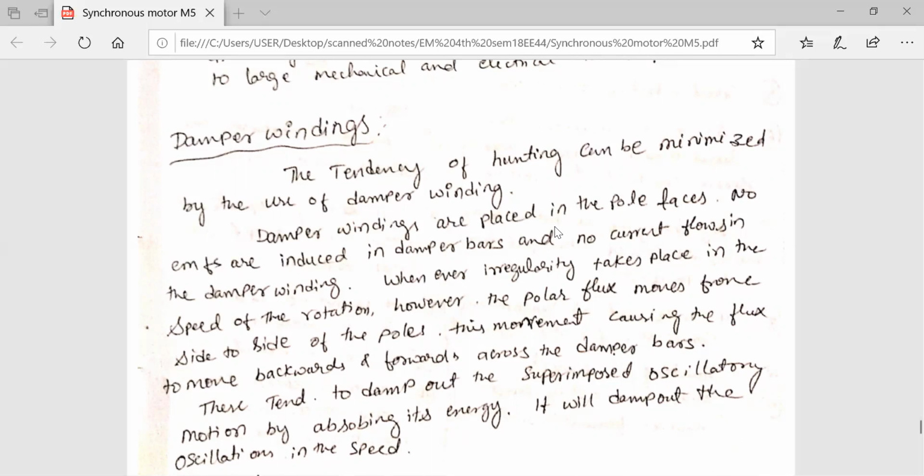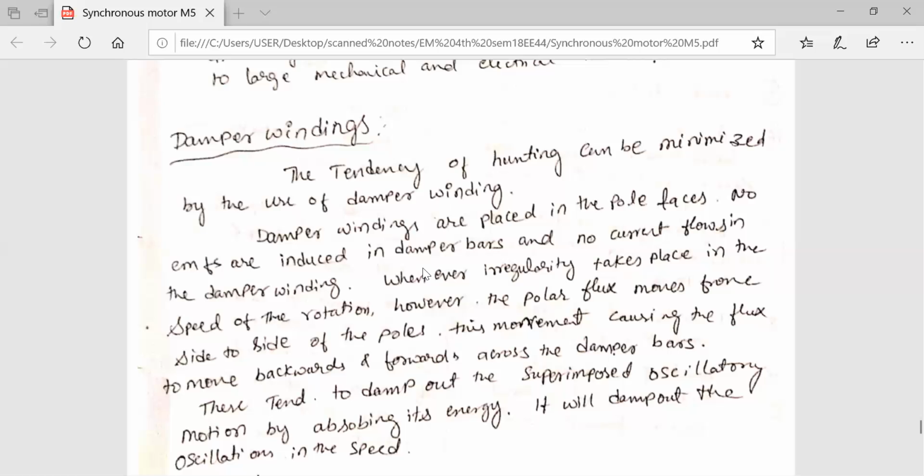Damper windings are placed in the pole faces, as already told. Under normal conditions, no EMF is induced in the damper bars, and no current flows in the damper winding. These are some dummy coils we are providing here, called damper windings or damper bars. There is no current flowing in these windings whenever irregularity takes place; when operated under normal condition, these damper windings are not operating. Damper windings are used for starting the synchronous machine. After that, there is no current flowing through the damper winding.